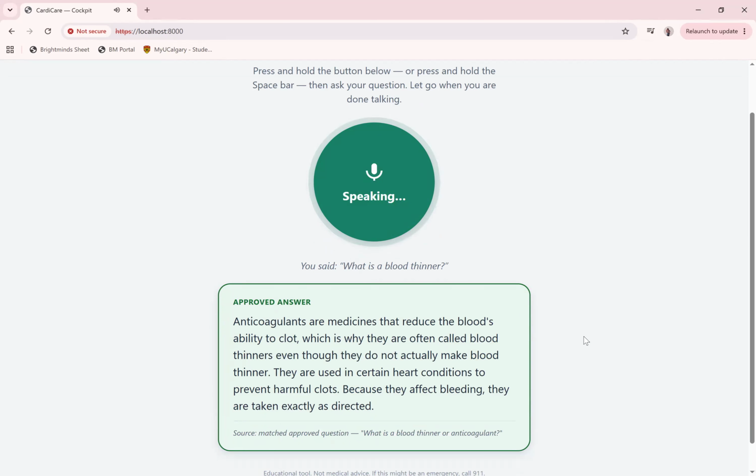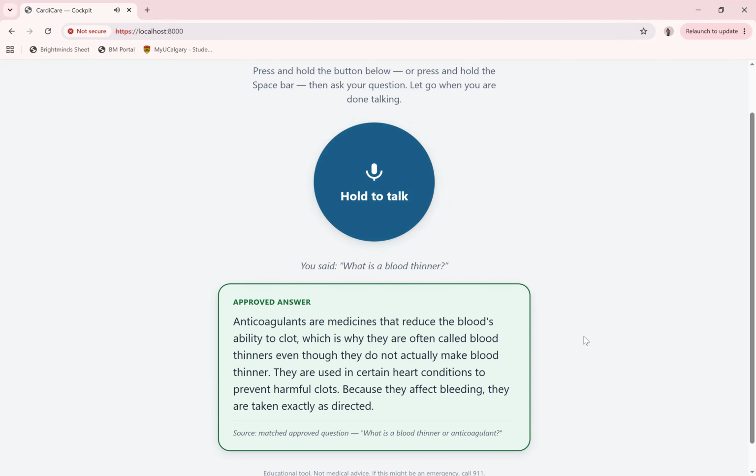Anticoagulants are medicines that reduce the blood's ability to clot, which is why they are often called blood thinners even though they do not actually make blood thinner. They are used in certain heart conditions to prevent harmful clots. Because they affect bleeding, they are taken exactly as directed.